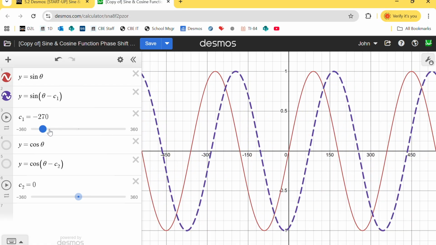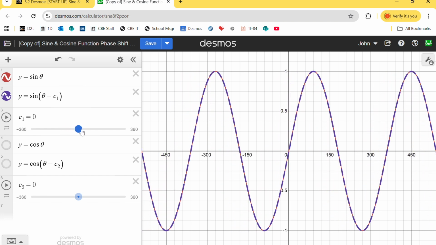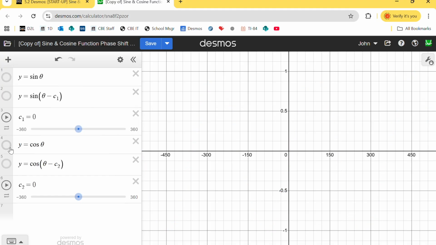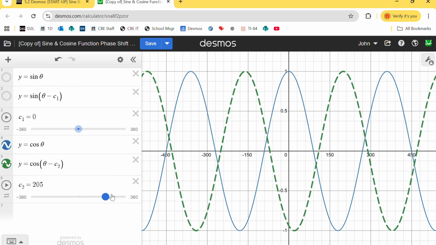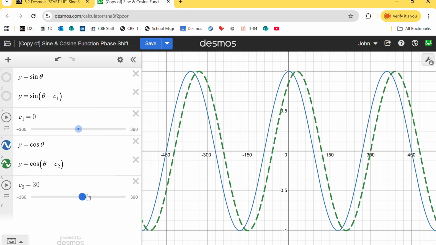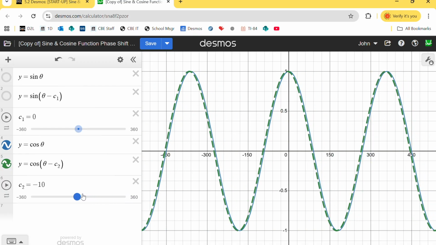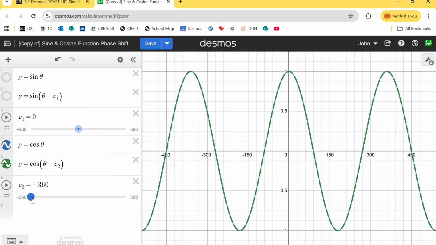Okay, so that is the sine function. And you're going to expect the same thing for cosine. Okay, there's our classic cosine function. I'm going to overlay y equals cosine of theta minus c2. Well, what happens when I go to the right? When c is greater than 0, phase shift to the right. We go full circle at 360 and it matches back to the original graph. When I go to the left, so c is less than 0, it's a phase shift to the left. When I literally come full circle, again, negative 360, we match graphs again.